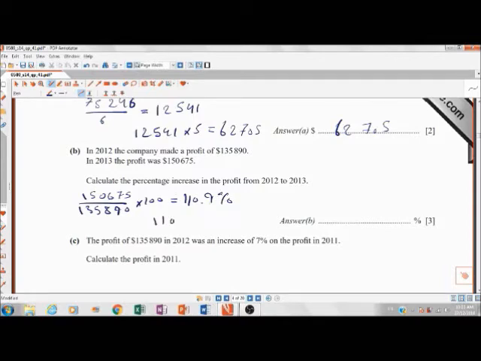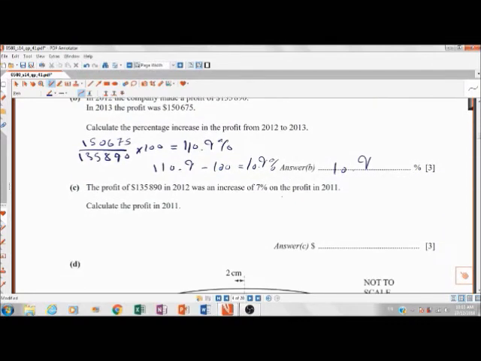$110.9%. But they want only the increase, so 110 per 9 minus 100, that would give you 10.9%. That's the answer.